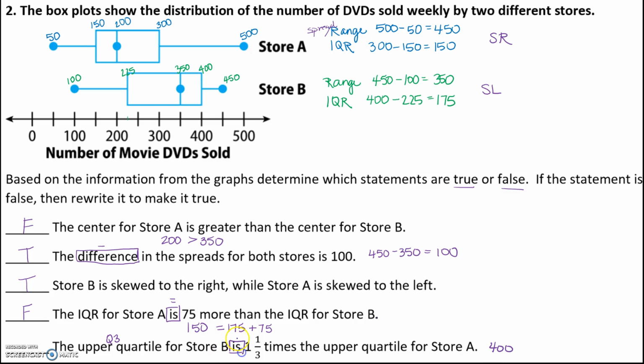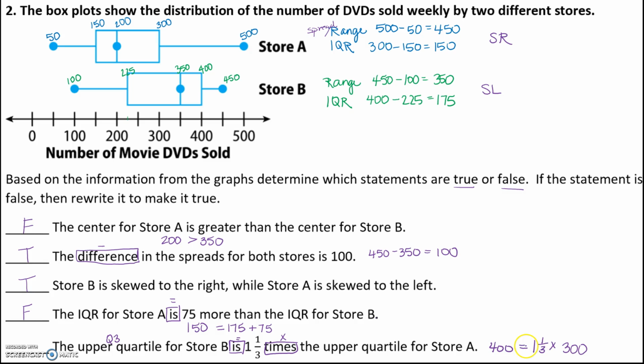is, that's my equals 1 1/3 times, okay? Guys, we're just writing this in numbers. It's written out. We're going to write it in numbers. The upper quartile of store A. So upper quartile of store A, the right side of the box, is 300. Okay. So I need to multiply 1 1/3 times 300.